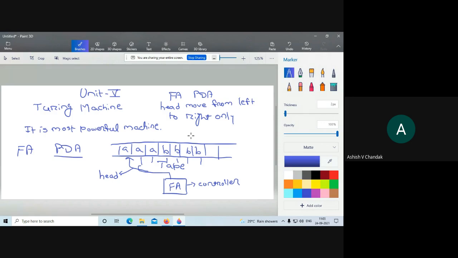The head moves from left to right and right to left. So the head is bidirectional. In Turing machine, the head moves from left to right and right to left any number of times, which makes the Turing machine more powerful. So the head in Turing machine is bidirectional.